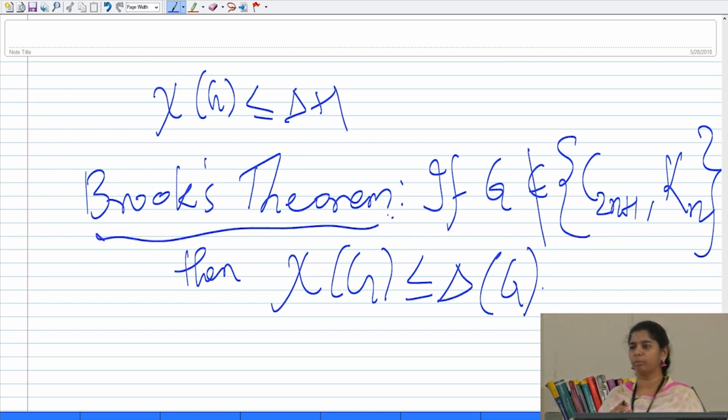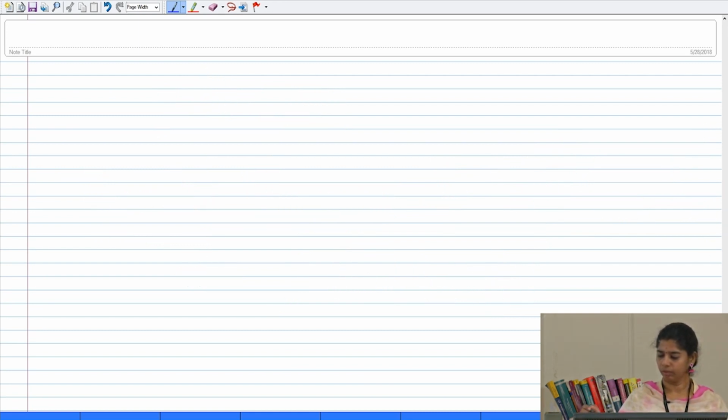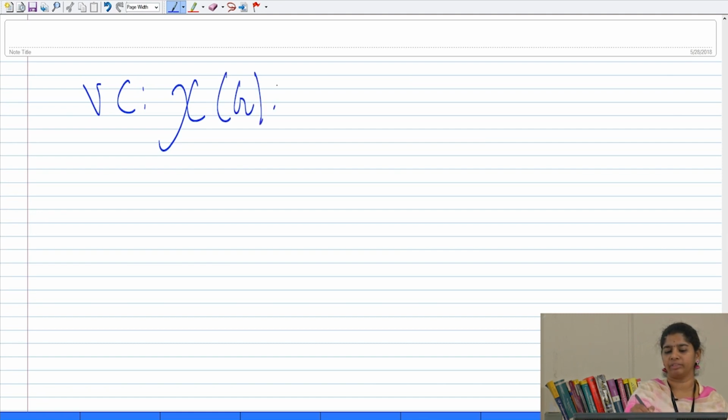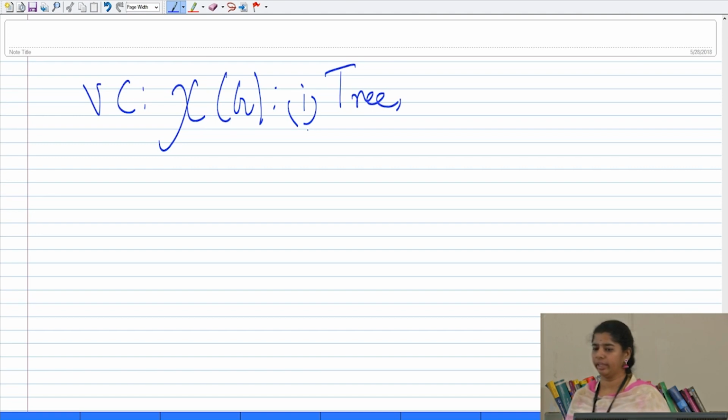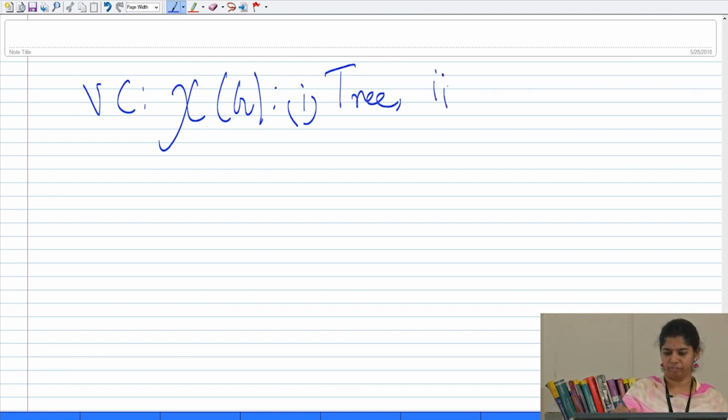I will not go into the proof. If you are interested you can look into it. Okay. So, in this direction I will put up a couple of questions for you to think about tonight. Can you give the vertex coloring number or the chromatic number of the following graphs? Say a tree. If possible you can also tell me now if it is quite easy.